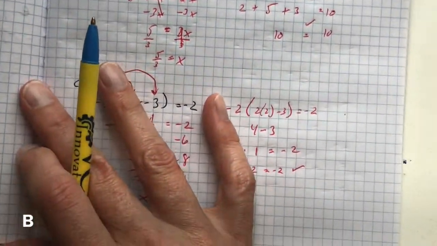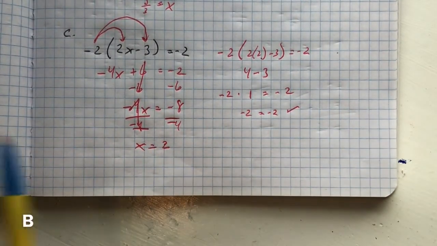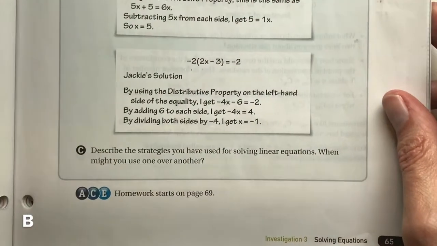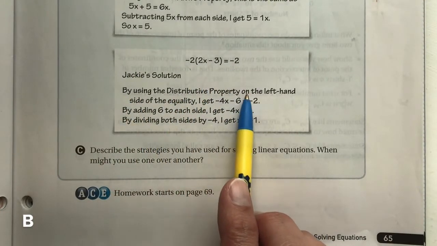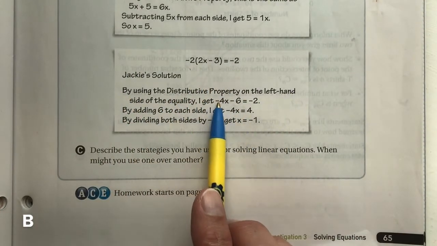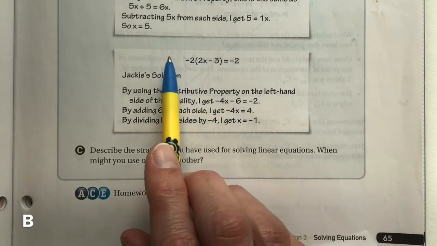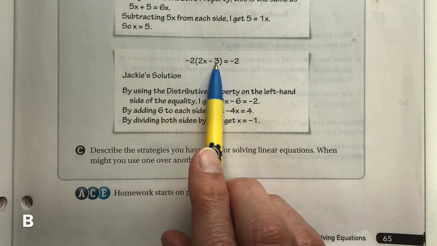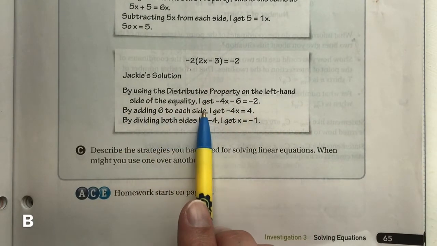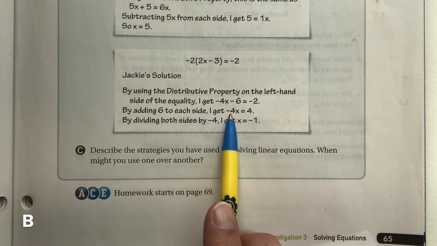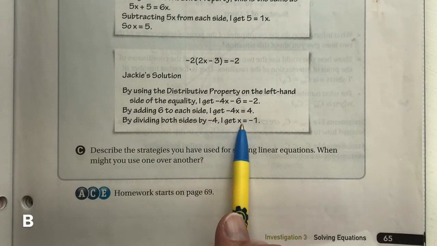All right, the next one here. We have letter C, it equals a positive 2. Let's take a look here. All right, so Jackie's solution in this case. By using distributive property on the left-hand side of the equality, I get here. So negative 2 times 2x, they get negative 4x. Then negative 2 times that minus 3, they have a minus 6 equals negative 2. By adding 6 to each side, I would get negative 4x equals 4. By dividing both sides by negative 4, I'd get x equals 1.